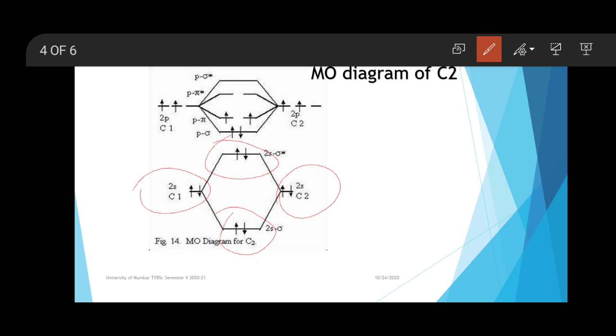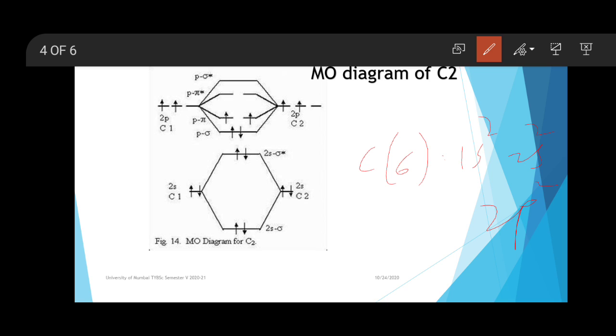This is the 2p orbital. If you see the electronic configuration of carbon, whose atomic number is 6, it is 1s2, 2s2, 2p2. So 2 electrons are present in one 2p orbital, another 2 electrons in another 2p orbital. So a total of 4 electrons are present in the 6 atomic orbitals, and all these 4 electrons you can keep into the molecular orbitals, which you have to remember. Okay, we will see another MO diagram for the oxygen molecule.